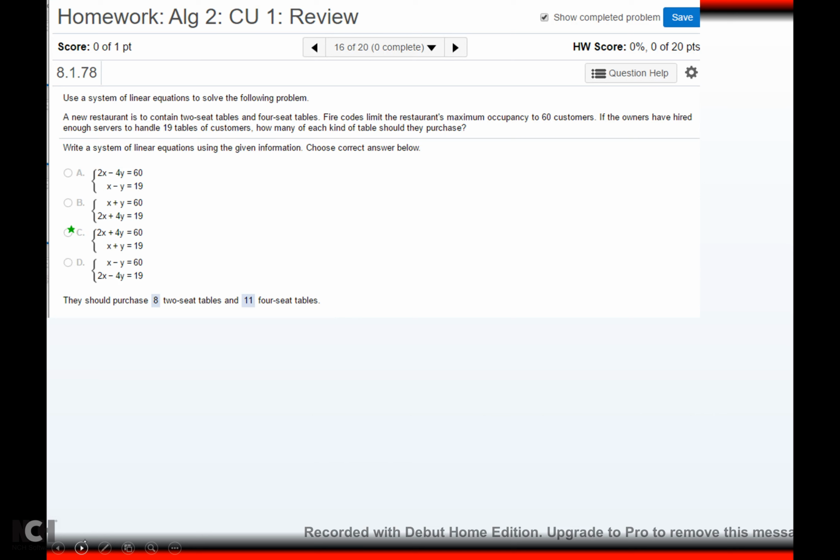Alright, it says use a system of linear equations to solve the following problem. A new restaurant is to contain 2 seat tables and 4 seat tables. Fire codes limit the restaurant's maximum occupancy to 60 customers. And it has hired enough servers to handle 19 tables of customers. Okay? Well, they're telling me 2 things. The number of seats can't go past 60 because the restaurant can't handle more than 60 customers.